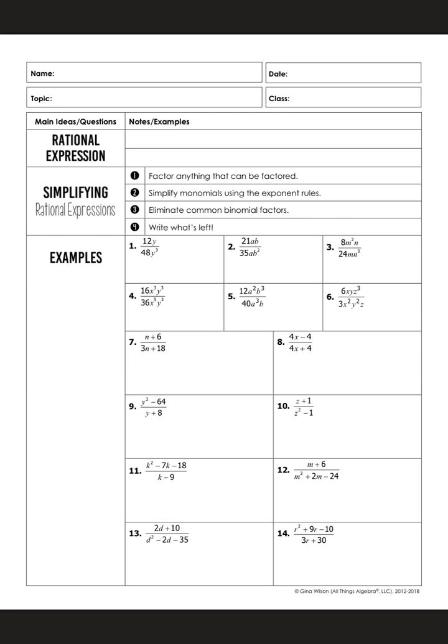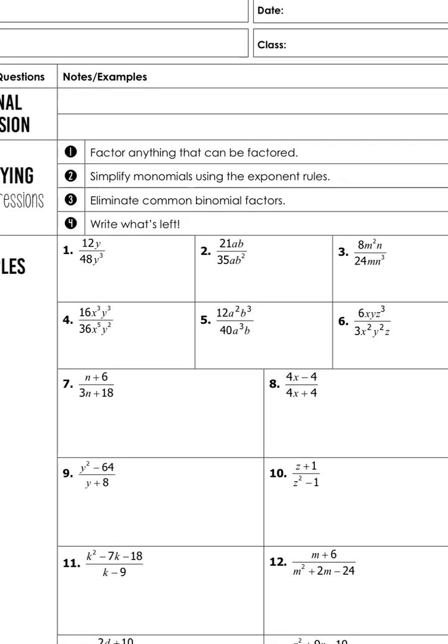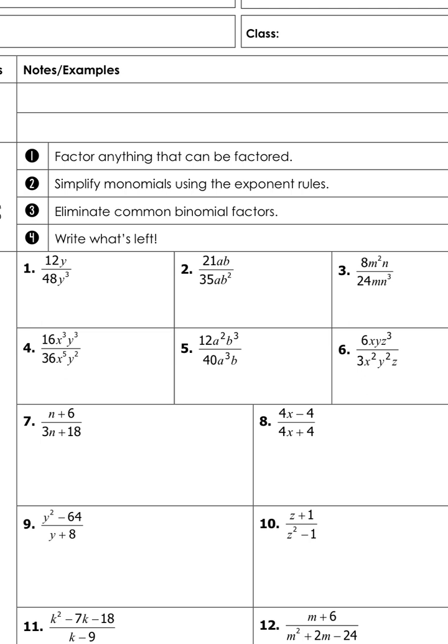Hey guys, today we're going to talk about simplifying rational expressions. So in order to do that, we should probably define what a rational expression is. A rational expression is a fraction in which the numerator and/or denominator are polynomials.